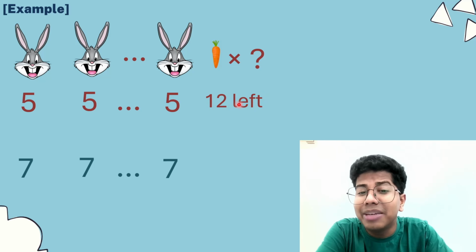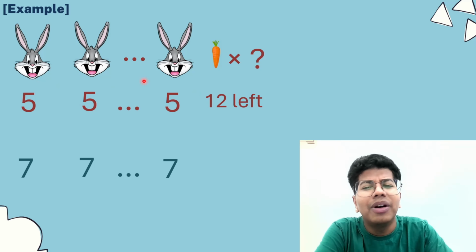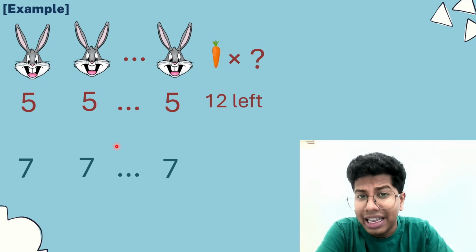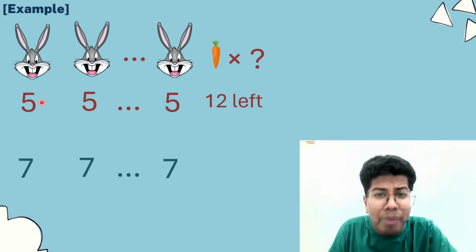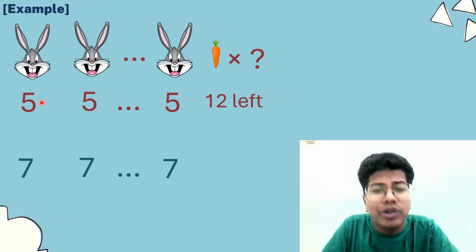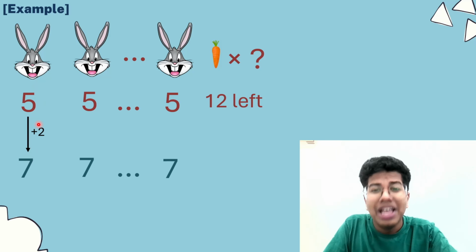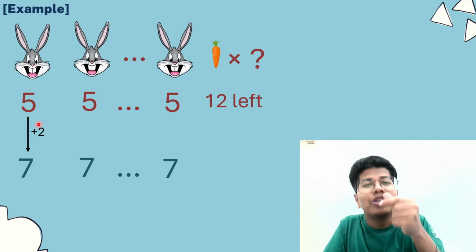Then I would have distributed this 12 to each one of them, right? Now since everyone already has 5, and this 12 I have to distribute equally, making sure everyone has 7. This means for every bunny, how much more do I have to give them? Yes, we can calculate it. 7 minus 5, which is 2. This means for each bunny I have to give 2.